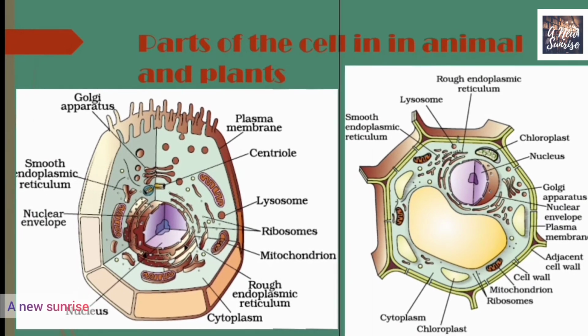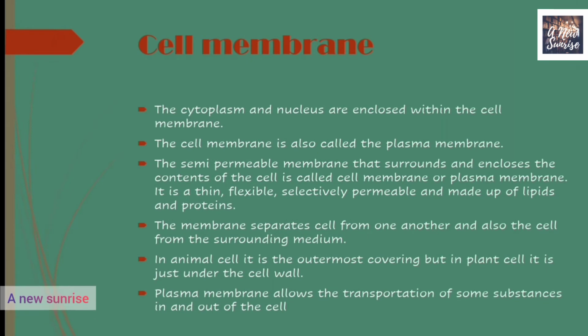Next is the cell membrane. What is the cell membrane? The cytoplasm and the nucleus are enclosed within the cell membrane. The cell membrane is also called the plasma membrane. The semi-permeable membrane that surrounds and encloses the contents of the cell is called the cell membrane or plasma membrane. It is thin, flexible, selectively permeable and made up of lipids and protein molecules. The membrane separates cells from one another and also the cell from the surrounding medium.